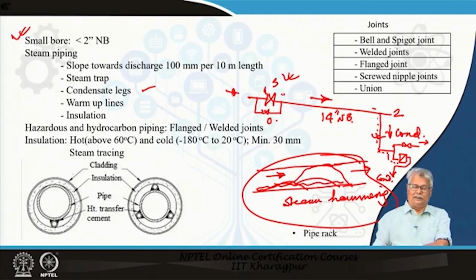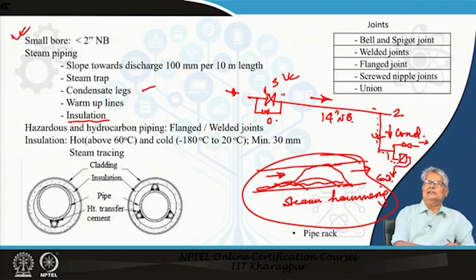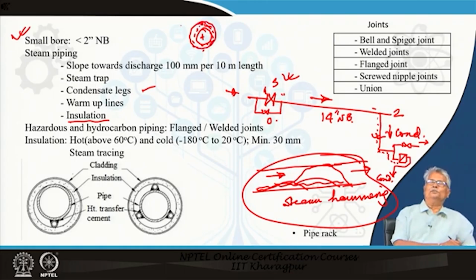Now, you will notice one more thing. Steam is hot. So, steam lines have to be insulated. The typical insulation in the industrial scale is done with glass wool. The glass wool thickness could be anything between 20 or 40 millimeters, and you usually will have the pipe here, a layer of glass wool on it, and an aluminum cladding to protect the glass wool.